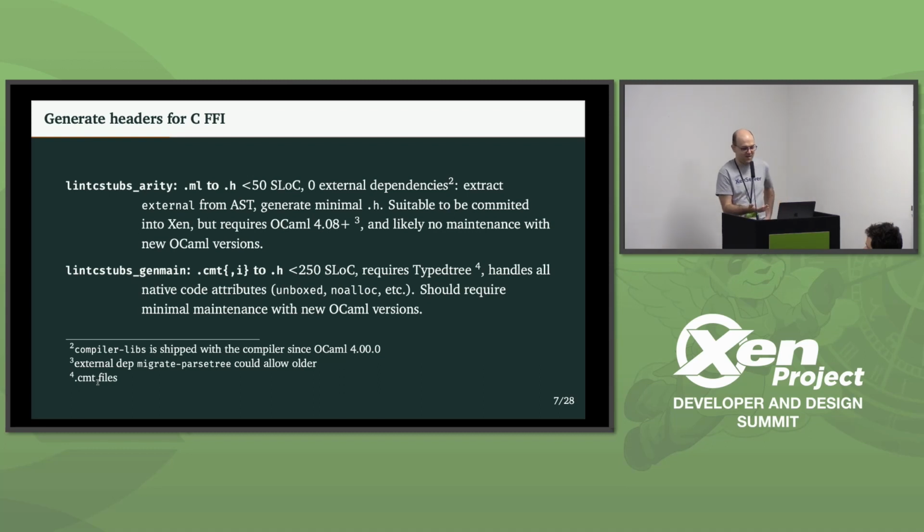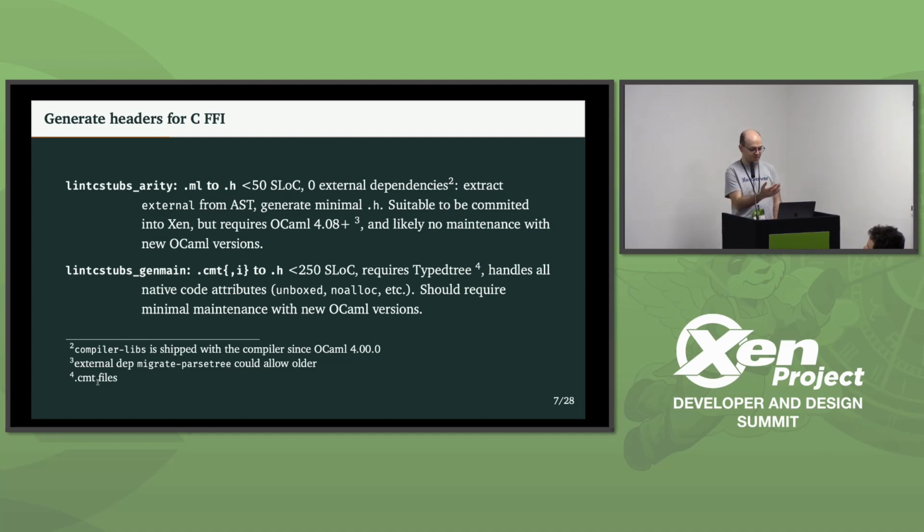So I take an ML file as input, I produce a header file as output. This can actually be done in a surprisingly small amount of OCaml code with no external dependencies because you have the OCaml abstract syntax tree library, the compiler libs, shipped with OCaml 4.0. Now, actually, to do the analysis that I do here, I need OCaml 4.08+, because the abstract syntax tree keeps evolving. It's not necessarily always backwards compatible. It might be possible to backport this to older versions of OCaml if there is interest in it.